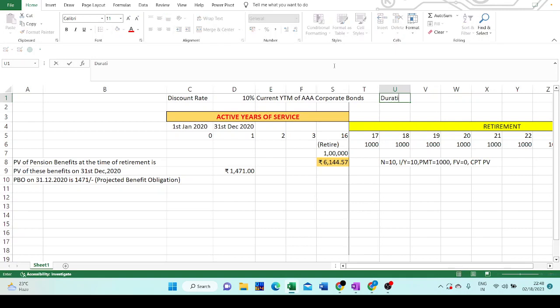सो आई एम राइटिंग दिस डाउन. Duration of the bond equaling the time the pension liabilities would come due. Okay. And the bond should be denominated in the same currency as the pension benefits.